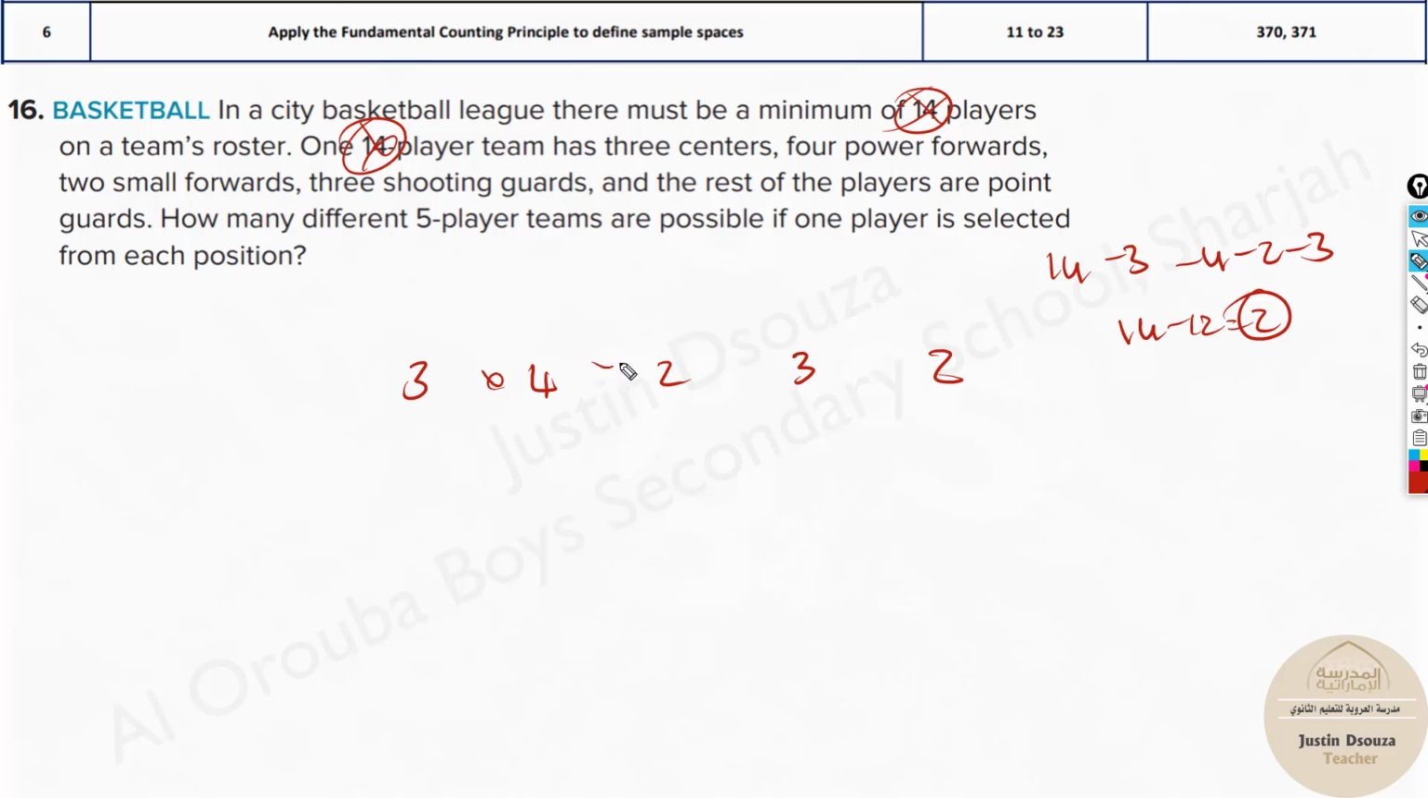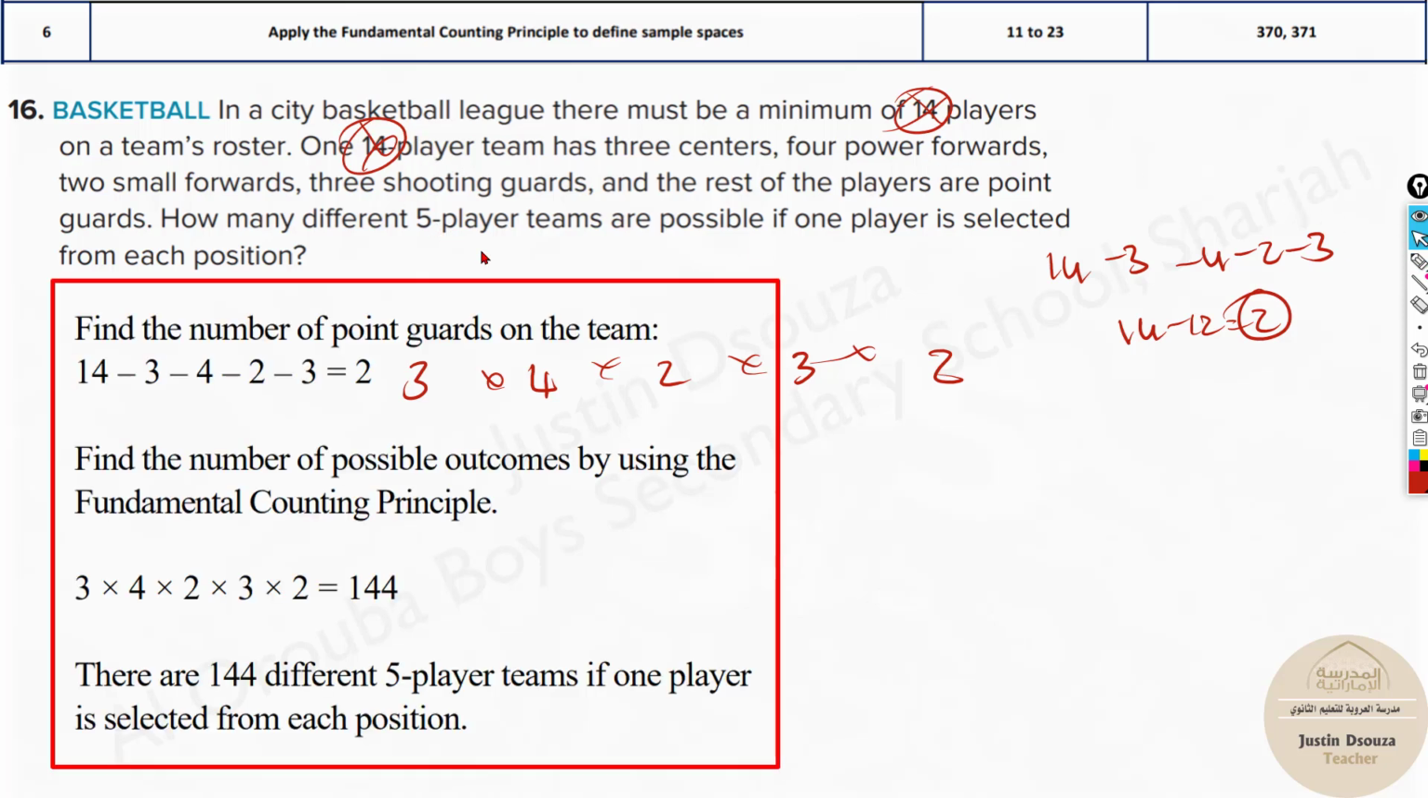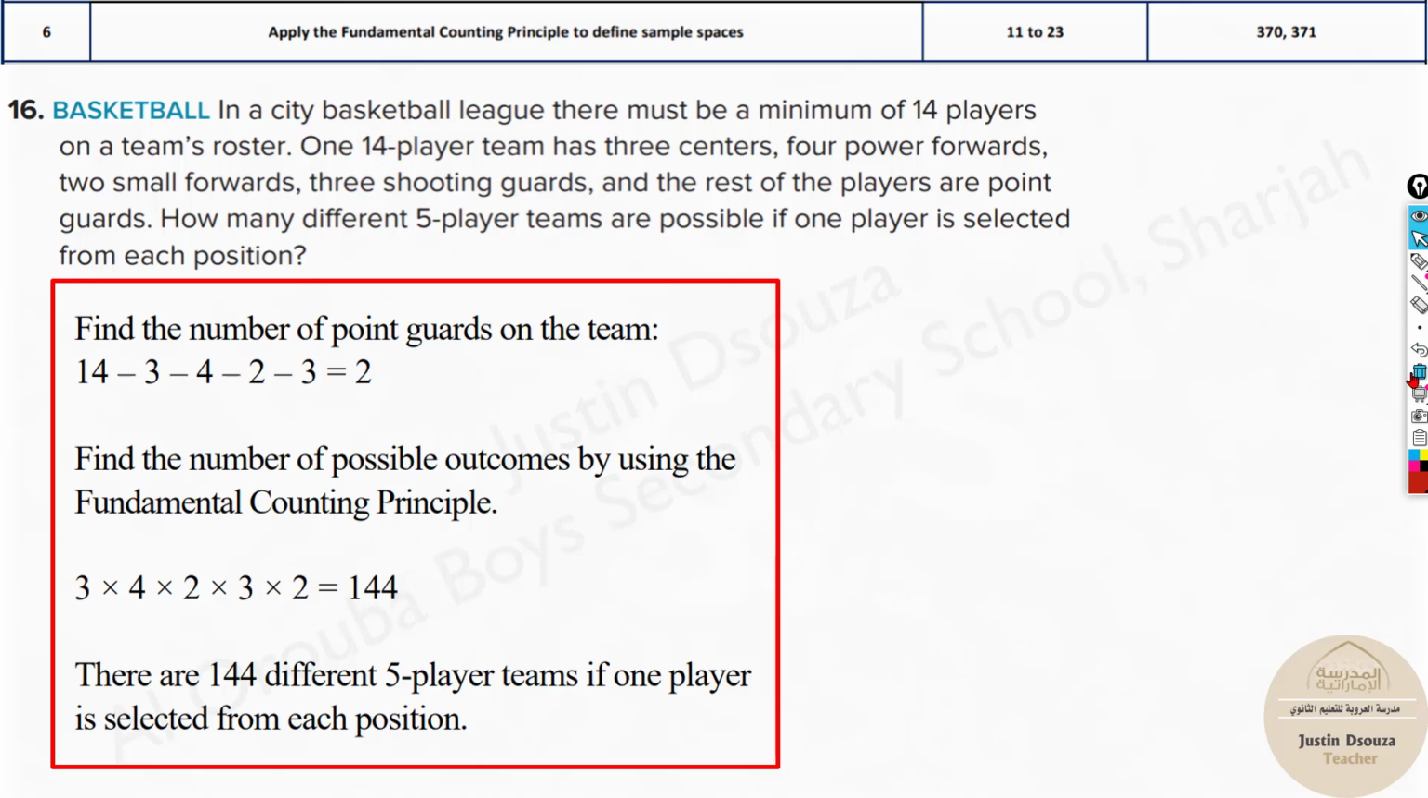So you have to just multiply all these numbers. And this 2 is found out by subtracting the given numbers from the total number of players, that's 14. So this is how we do it. And just by multiplying that, you will get the answer.